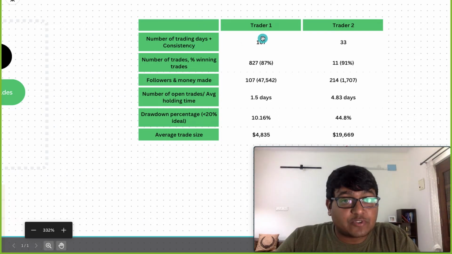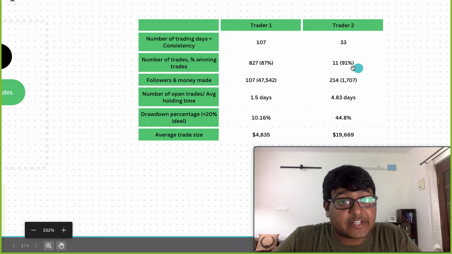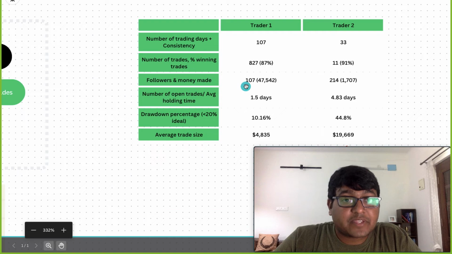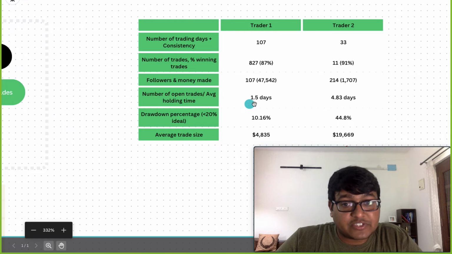Now, consolidated, if you look at these two traders who I was just pointing you to, number of trading days, 107 versus 33. Number of trades, percentage of winning trades, 827 versus 11, 87% strike rate, 91% strike rate for trader 2. Followers and money made, it's actually 207, my mistake there. 47,000 is the money made, 1,700 is the money made. Number of open trades or the average trading time rather, here it's 1.5 days, here it's 4.83 days. Lower the number, the better.